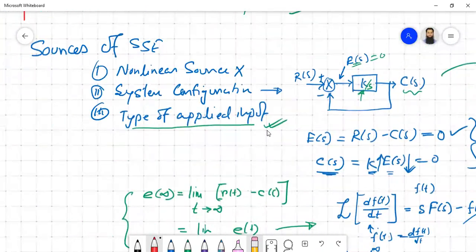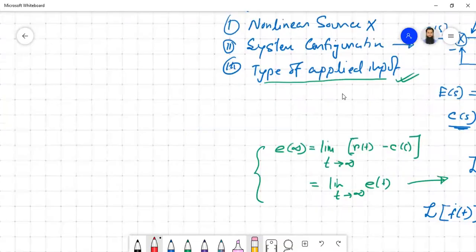Okay, so this one: types of applied input. Say we have a system.